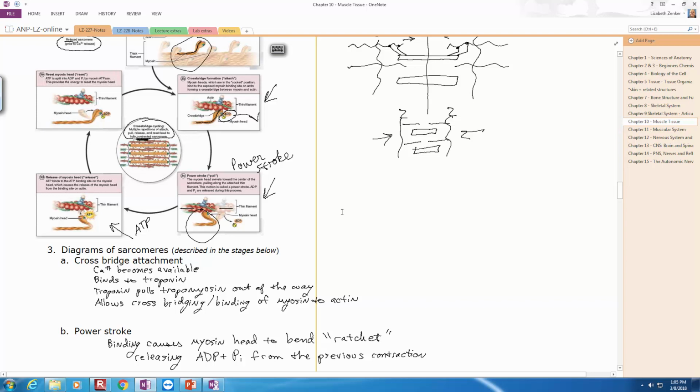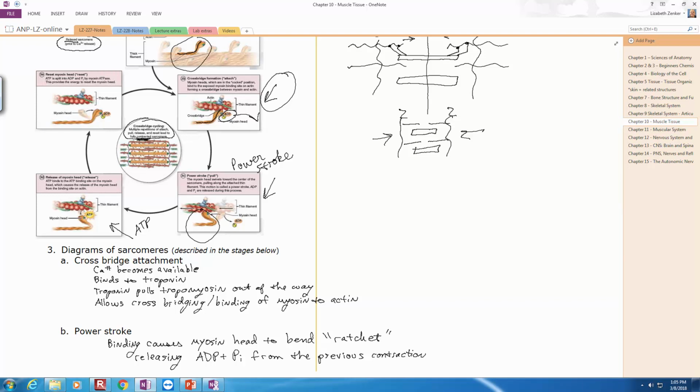Then we go down to what's called the power stroke, which was the second picture here. As soon as the binding of the myosin head happens to the actin, it does a flex or bend. I like to think of it like a ratchet. So it flexes in. In which direction is myosin pulling actin? Towards the center of the sarcomere, towards the M line, right? Towards the center. And I'm going to redraw the sarcomere for you guys as well in a second.